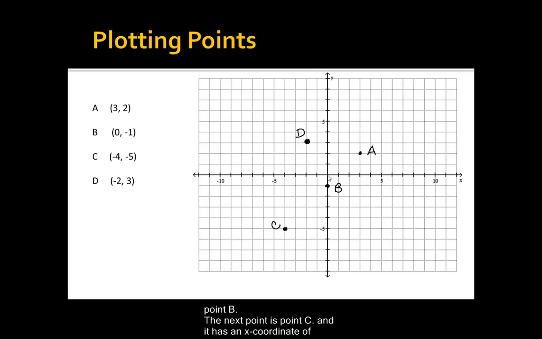The next point is point C, and it has an x-coordinate of -4, so I move left 4 units to -4. From that point, I go down 5 units to -5, and I put a point, and that point's point C. Finally, point D, I move left 2 units to -2. From there, I go up 3 units, and that's point D. So that's just a simple review of plotting points.